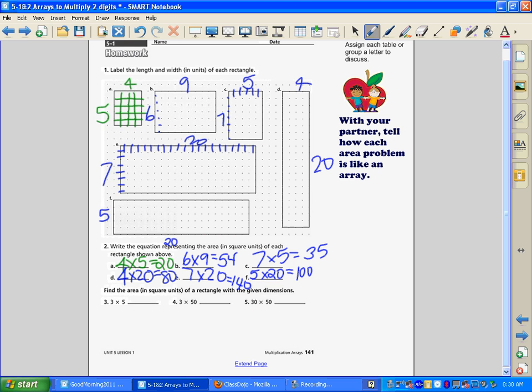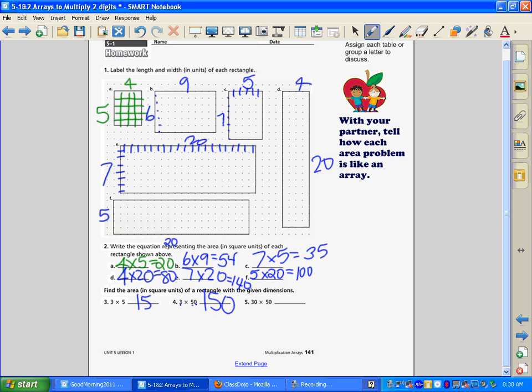Okay, so what would the square units be of a 3 by 5? 15. 3 by 50? So look, 3 times 5 is what? 15. And how many zeros do you have? 1. So you just put 1 on the end.